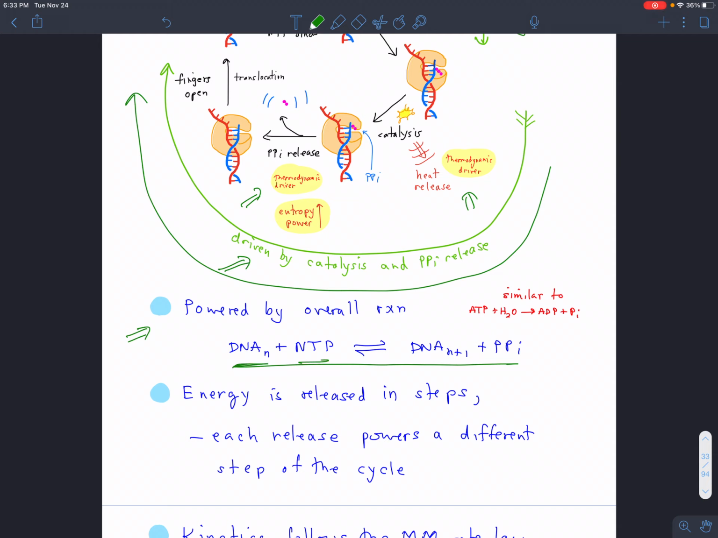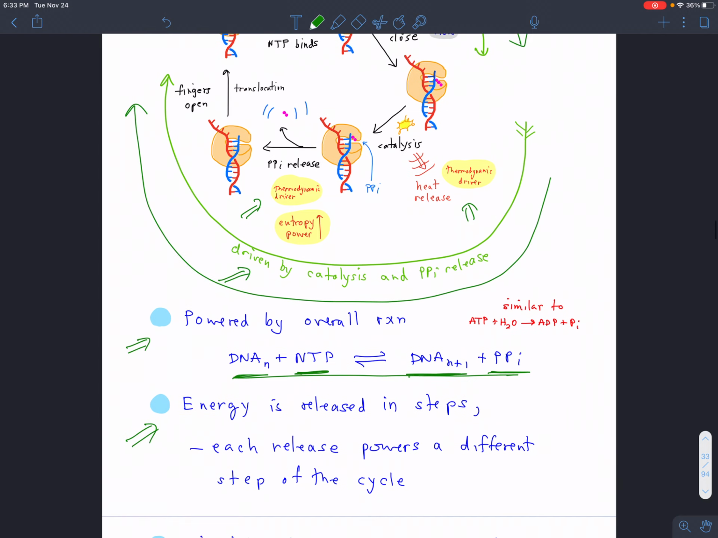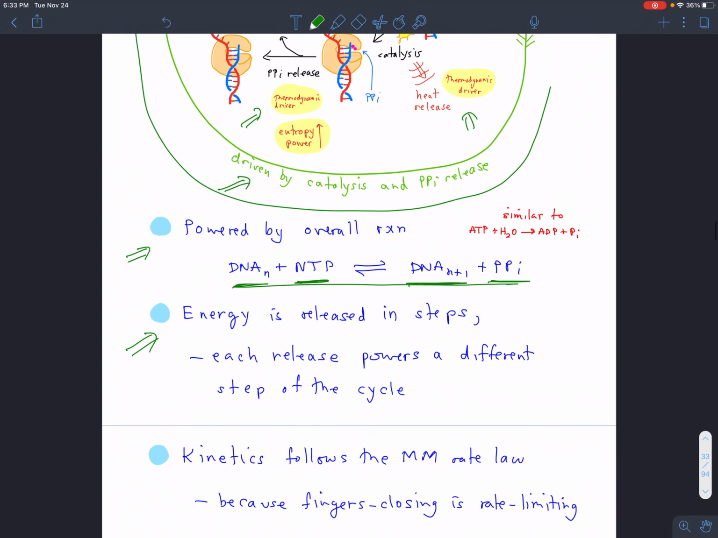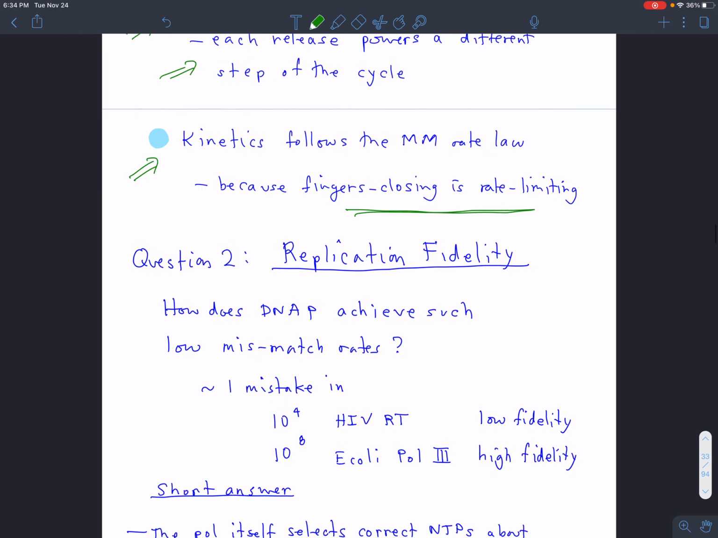which is DNA plus an NTP goes to DNA with an extra base pair incorporated, plus leftover pyrophosphate. There's a favorable free energy associated with that. But that free energy gets divided into little pieces all throughout the whole five-step mechanism. Little bits and pieces of that free energy are being released a step at a time so that each step can go. Each release of free energy powers a different step of the cycle. And finally, in the summary, the kinetics follows the Michaelis-Menten rate law because the fingers closing step is rate limiting, and we looked at why that's the case.